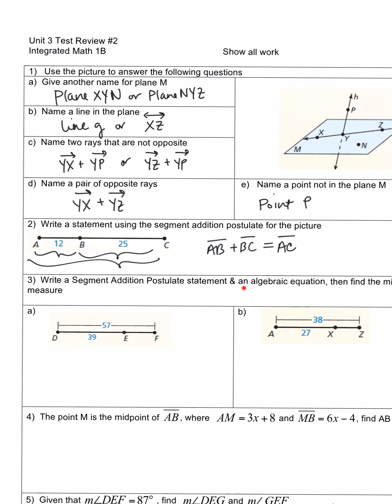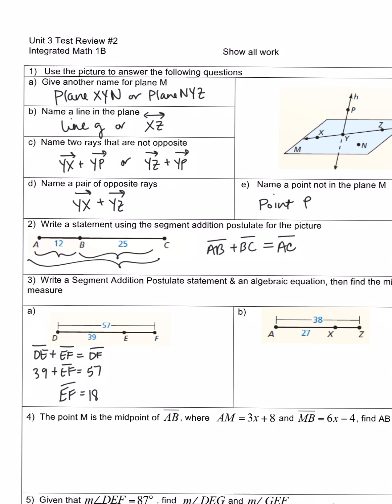Write a segment addition postulate statement and an algebraic equation, then find the missing measure. A little piece plus a little piece equals a big piece. So in this one, it's going to be DE plus EF equals DF. DE is 39, EF we don't know, DF is 57. So EF has to be 57 minus 39, which is 18.